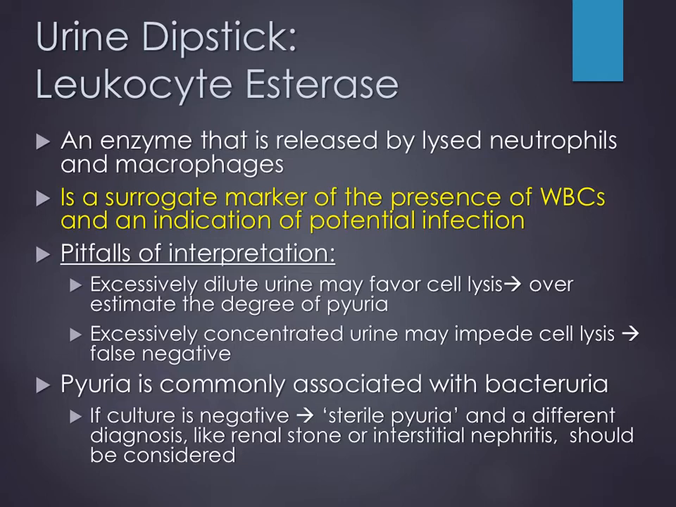Now, pyuria is commonly associated with bacteriuria, meaning that there's a bacterial infection which is causing the leukocyte esterase to be elevated. If you send this for culture and the culture is negative, then they would call this a sterile pyuria, and a different diagnosis needs to be considered, like a kidney stone or interstitial nephritis, or a couple of other things. But understand that when the culture is negative, you know it's not a UTI.